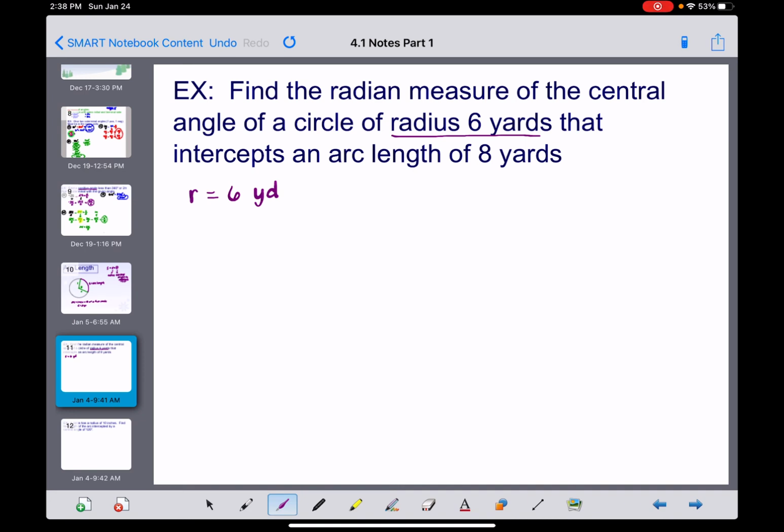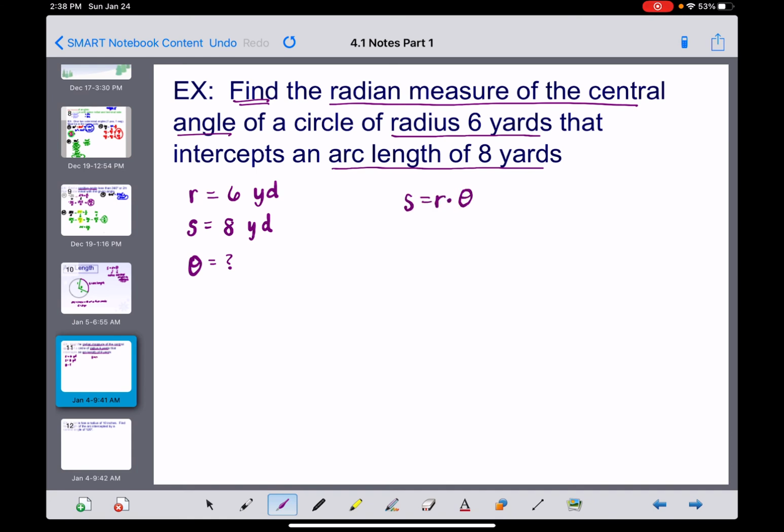And then we know it intercepts an arc, so we have an arc length of 8 yards. That's S, so S equals 8 yards. We're trying to find the radian measure of the central angle, so that's theta, and it does want it in radians. Well, the good news is that's what our formula will do. So we're going to list out what our formula is.